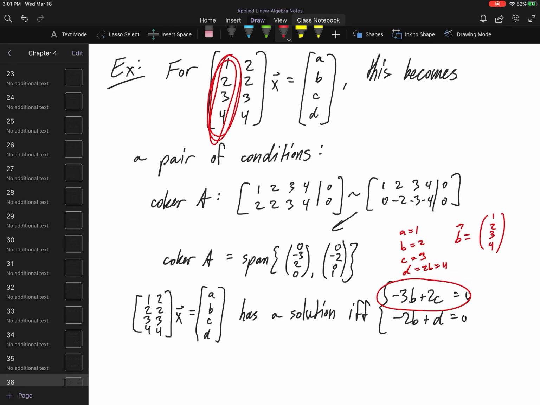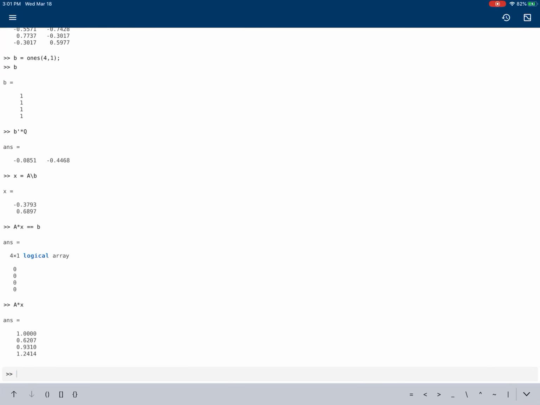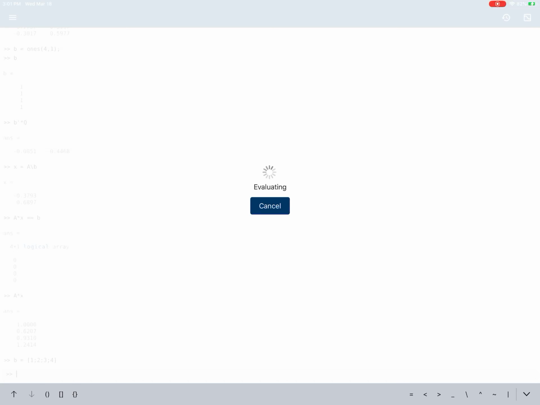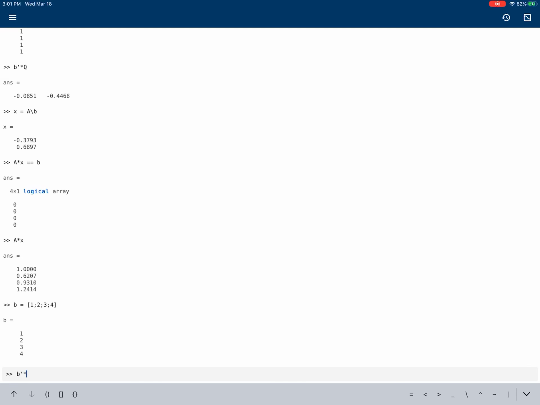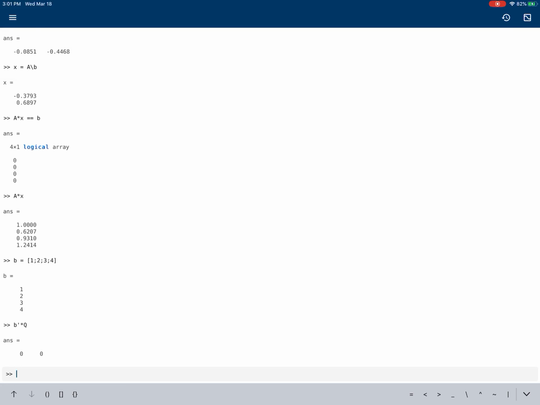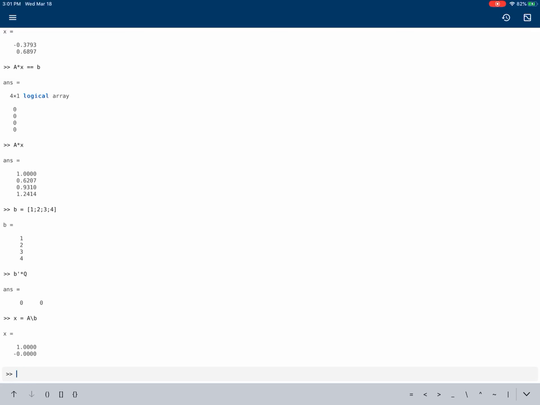I'm proposing that the vector 1, 2, 3, 4 is actually a solution to this system, and you can see exactly what it is. You're going to get the x vector as 1, 0 for this solution. But for posterity's sake, throw it into MATLAB. We verify B equals 1, 2, 3, 4, and we ask, is B perpendicular to each element of the co-kernel? Yes, indeed.